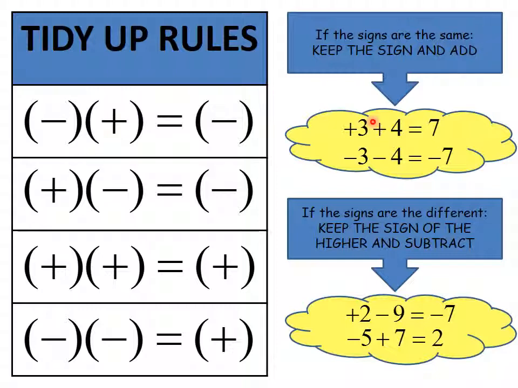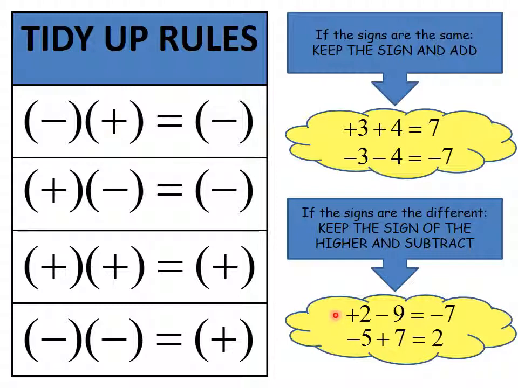Once we've tidied things up and we only have one sign in the middle here, if the signs are the same, now notice in both of these questions the signs are the same. This question has two positives, this question has both negatives. What we'll do is we'll keep the sign and we'll add the two numbers regardless of what signs are in front. So notice we've kept the positive, and 3 and 4 is 7. In this case, we've kept the negative sign, and 3 and 4 is 7.